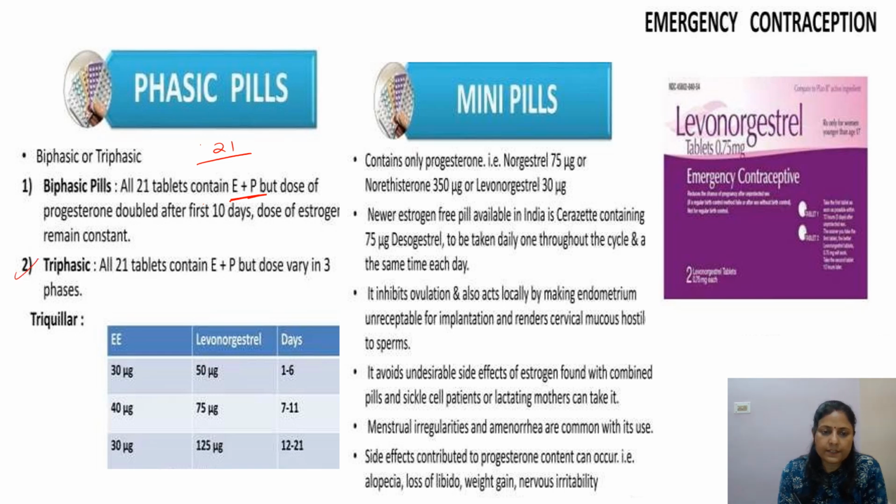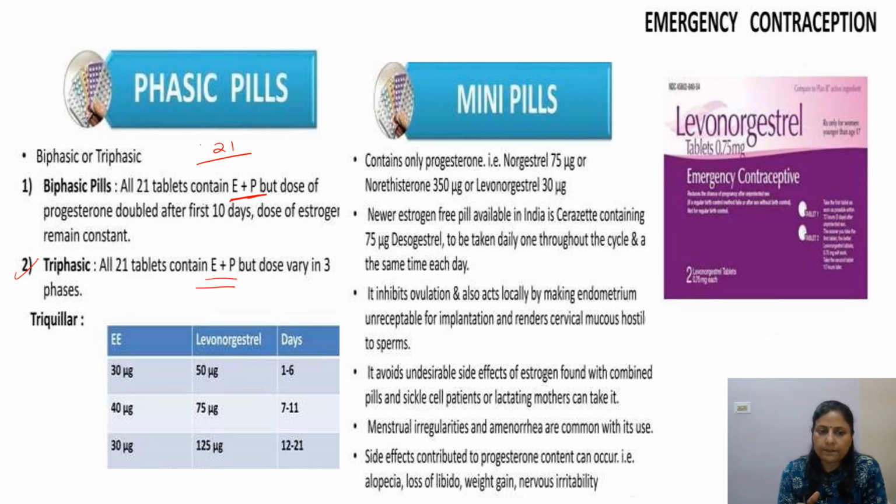Similarly, there is a triphasic pill in which all the tablets contain estrogen and progesterone, but their dose varies in 3 phases. So the contraceptive pills can secrete hormones monophasically, which means all 21 tablets contain an equal amount of estrogen and progesterone and they are secreting a similar amount daily.